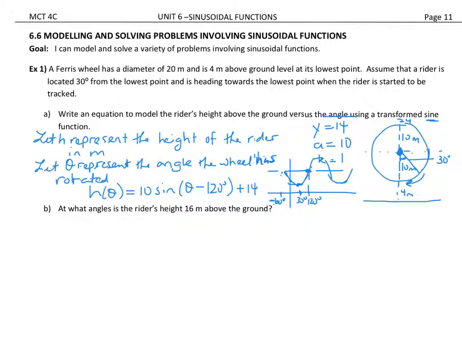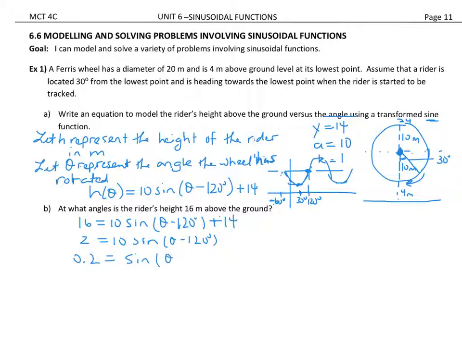Now, at what angles is the rider's height 16 meters above the ground? So 16 goes in for our height, and we're going to just solve that equation like we had done yesterday or in the previous lesson to get our theta by itself. I'm going to subtract 14 from both sides. So 16 take away 14 gives me a 2 here. And then we are going to divide both sides by 10. So that's going to give me 0.2 equals sine of theta minus 120 degrees.